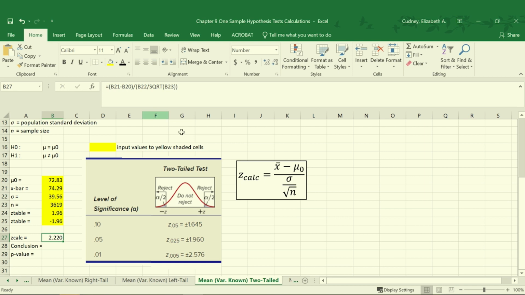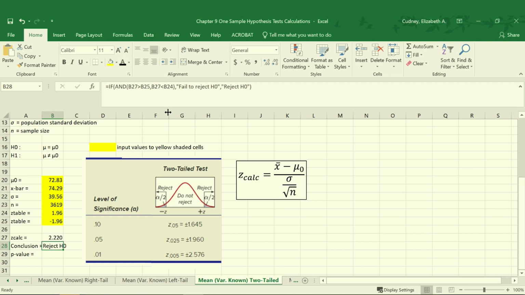We can calculate then our z-value based on our x bar from cell B21 minus mu naught from cell B20 divided by the standard deviation from cell B22, which is divided by the square root of our sample size in cell B23. In this instance, we have a z calculation value of 2.220. When we look at where the 2.220 falls, it is to the right of the positive z-value of 1.96. Therefore, we're going to reject our null hypothesis.